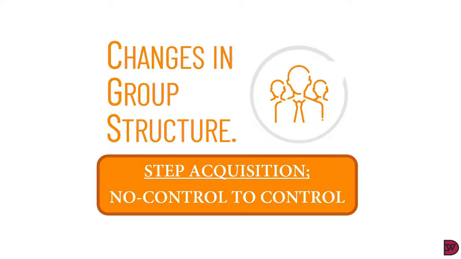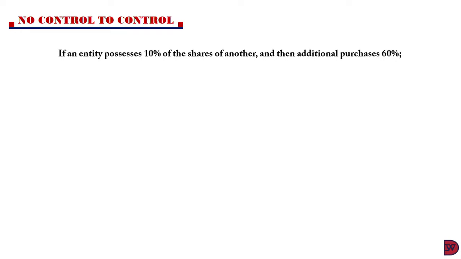Okay, so in this very episode, we're going to look at when a parent who does not have control purchases an interest or an amount of shares which enables it to be a parent or have control over another. So if an entity who possesses 10% of the shares of another purchases an additional 60%, control will now be established as the total now becomes 70%.